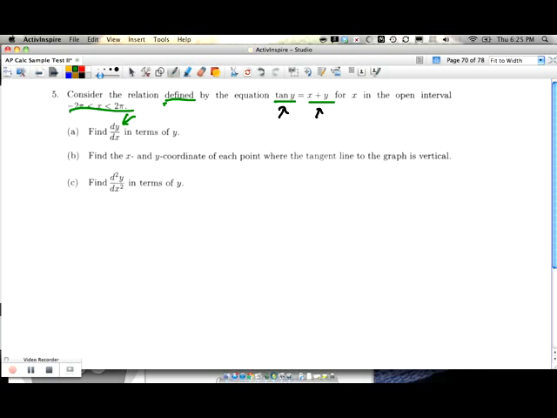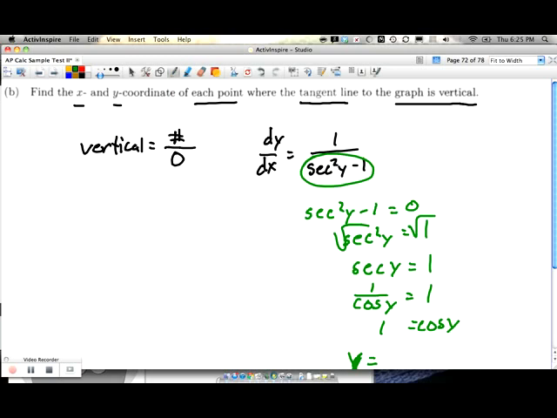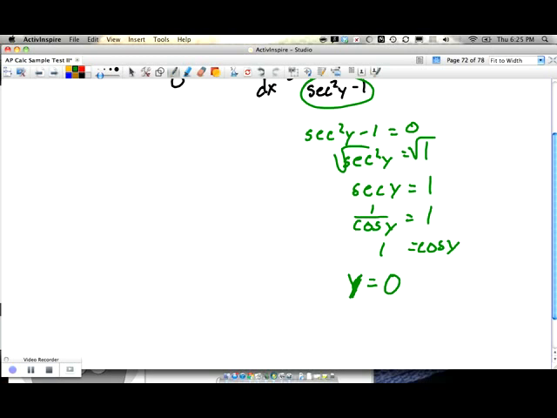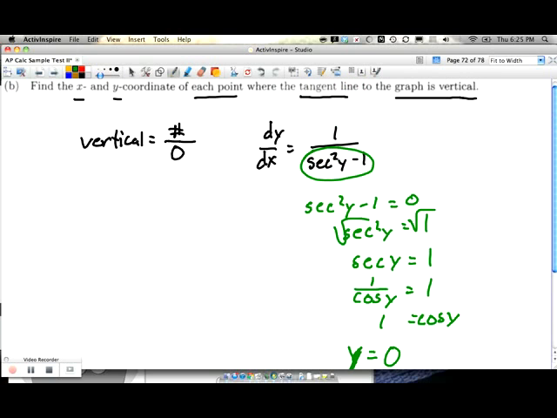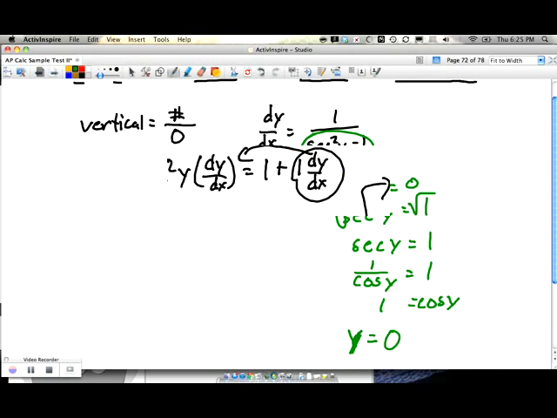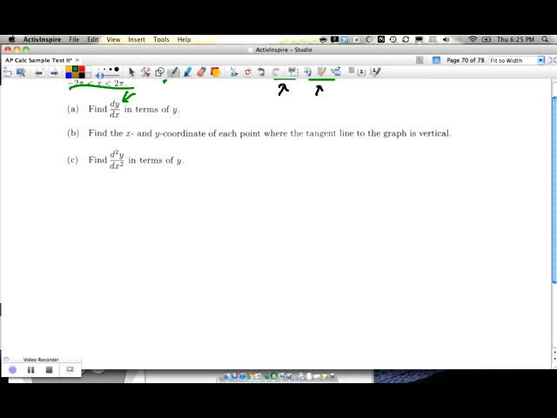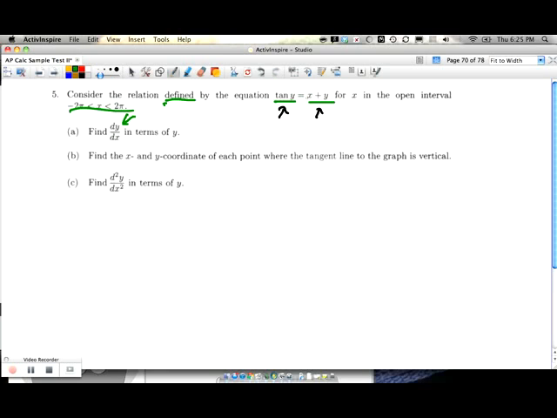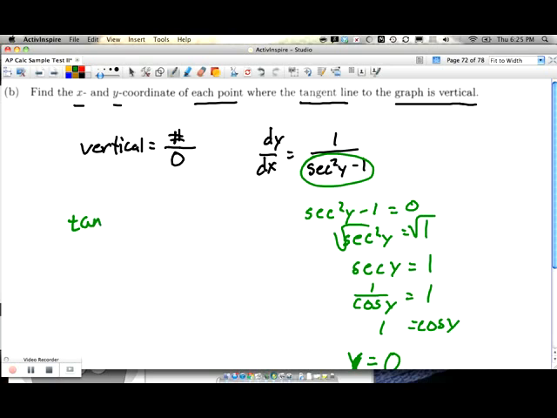But now here's something interesting. It said find the x and y coordinate point. Well, if y equals 0 works, I need to figure out what x would be. The original equation is tangent of y equals x plus y. So let's use that to help us find x. Let's do a different color here. How about blue? Tangent y equals x plus y. We know y equals 1, so tangent of 1 equals x plus 1. So x is going to be tangent of 1 minus 1.